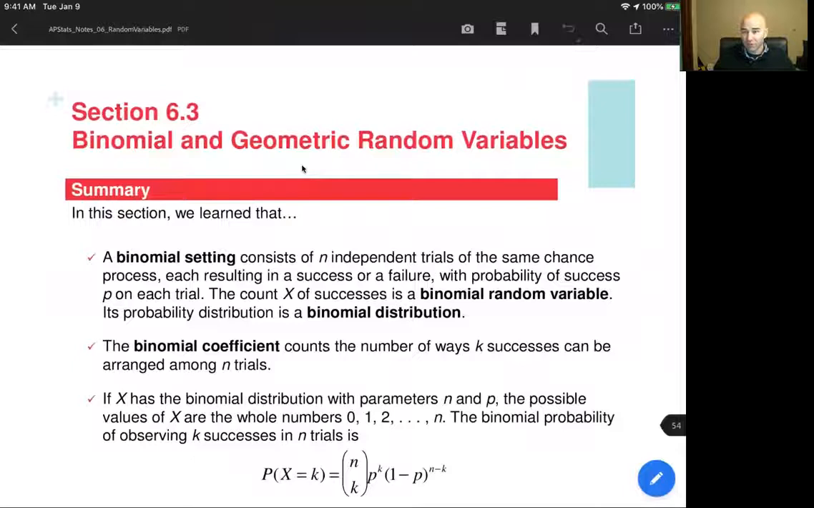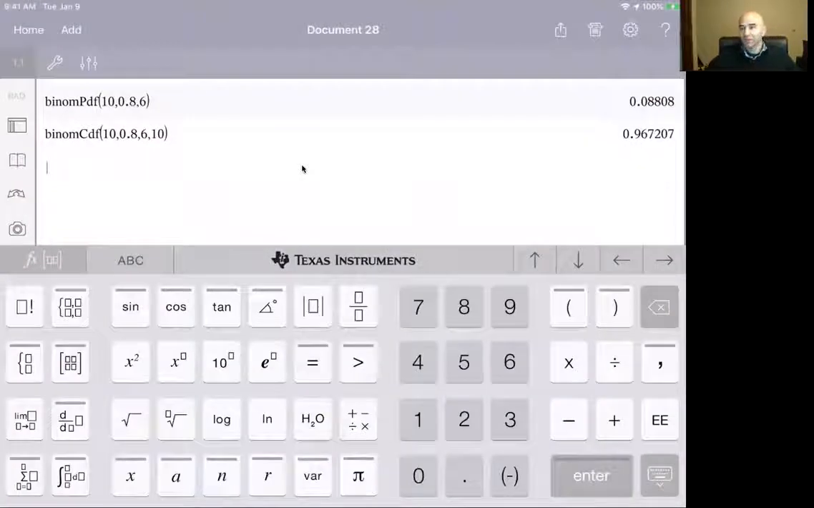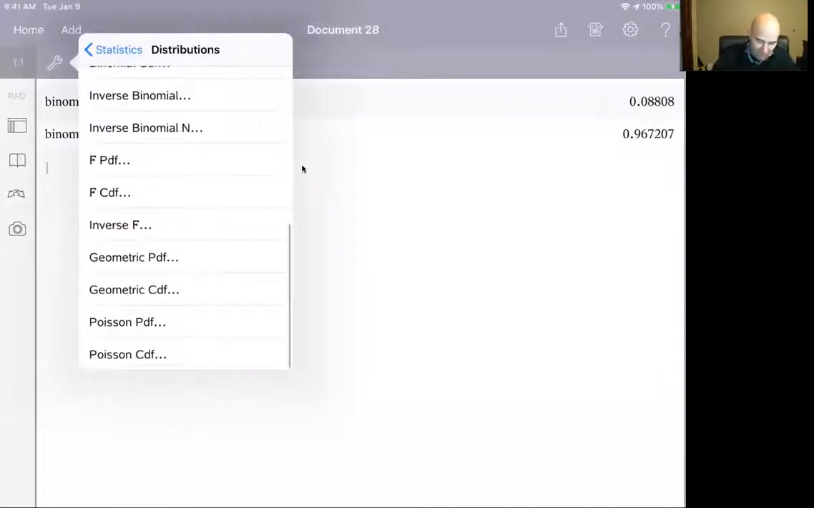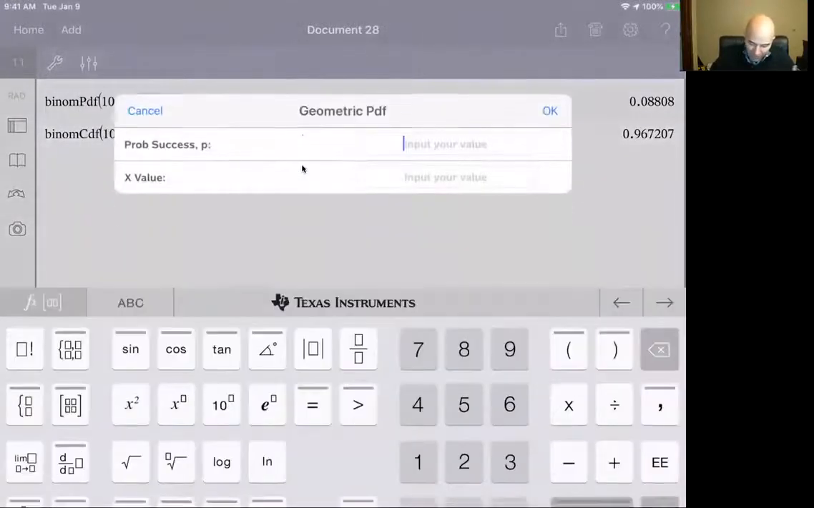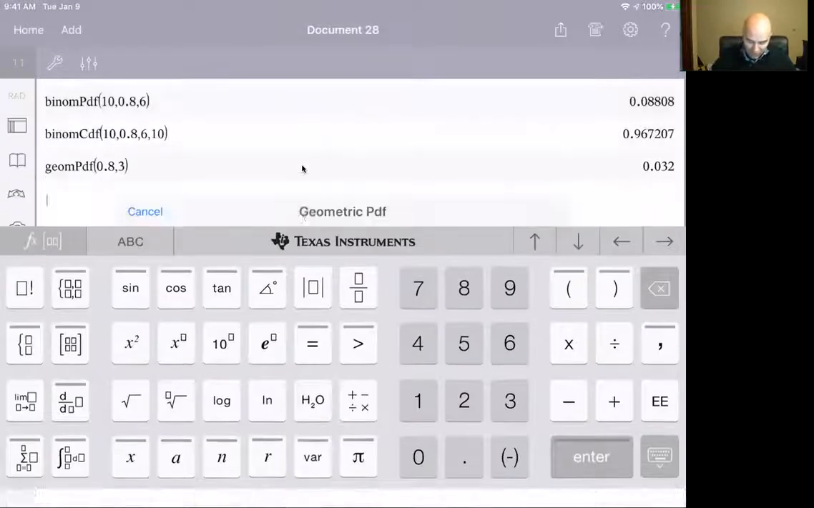Now, it's kind of a long video, but there's a lot to explore there. Last thing before I go, I do want to show you that we explored this binomial function in the calculator. There is also a geometric function, so we can use a geometric PDF. We say, okay, I have an 80% chance of making a free throw. What's the probability it takes me 3 to make one? I can do it this way.